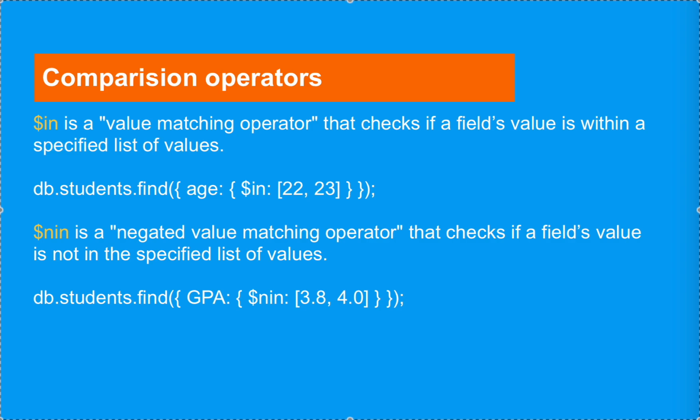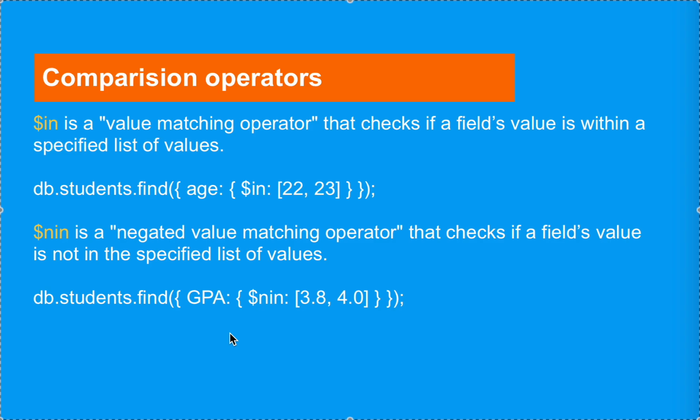Next one, that is $nin. This is the opposite of the $in operator. It will filter all the documents where the specified value is not in the specified list. For example, if you want to find the students whose GPA is neither 3.8 nor 4.0, you can use $nin like this. This will exclude all the students who have the GPA of 3.8 or 4.0 and return the rest of the documents.